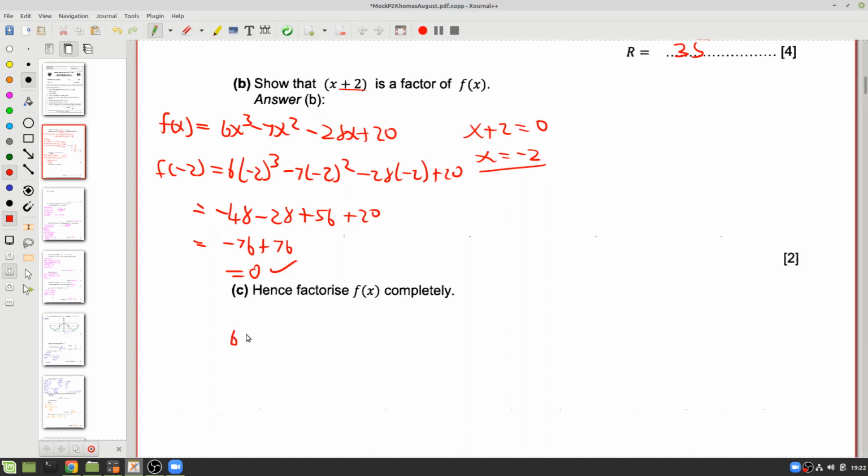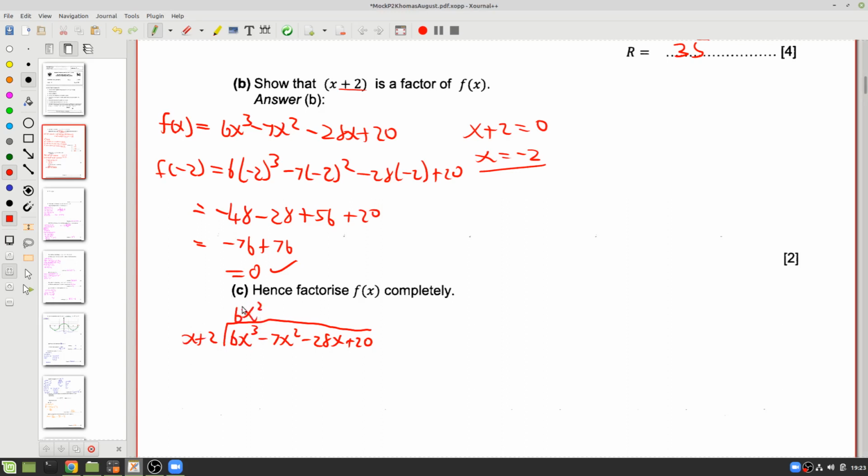So I'm going to write down the function 6x cubed minus 7x squared minus 28x plus 20, and we're going to divide that by x plus 2 to get our other factor, since we know this is already a factor. Okay, for long division, let's start the process. So the first term here, 6x cubed divided by the first term there. So 6x cubed divided by x is 6x squared.